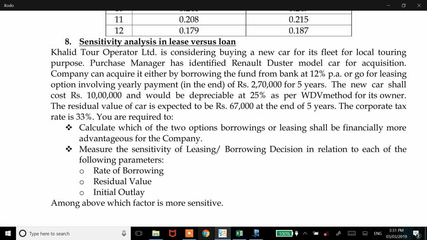The formula for sensitivity is change by base into 100. That is what we have done in sensitivity analysis. For rate of borrowing, they want the sensitivity. Residual value, they want the sensitivity. Initial outlay, they want the sensitivity.